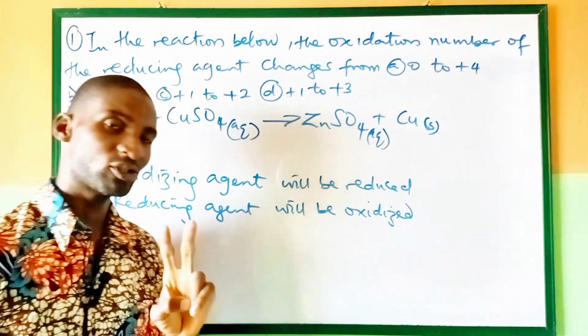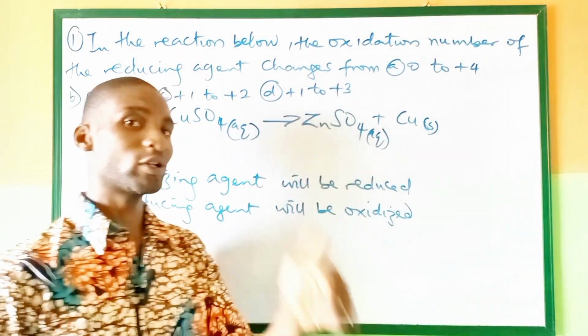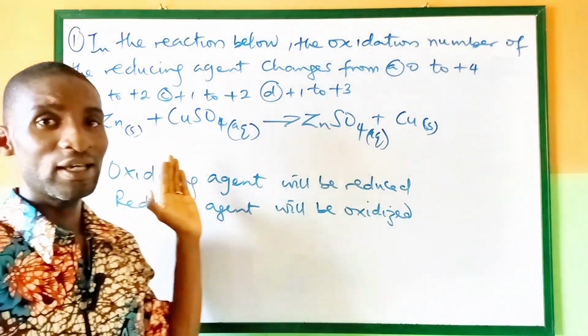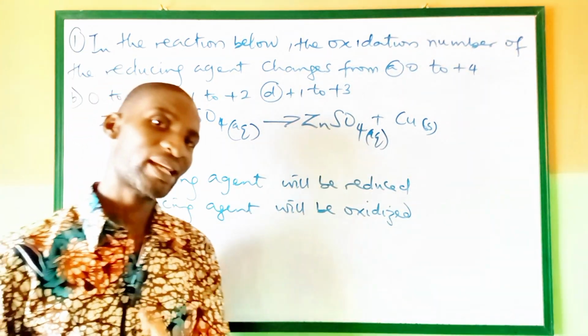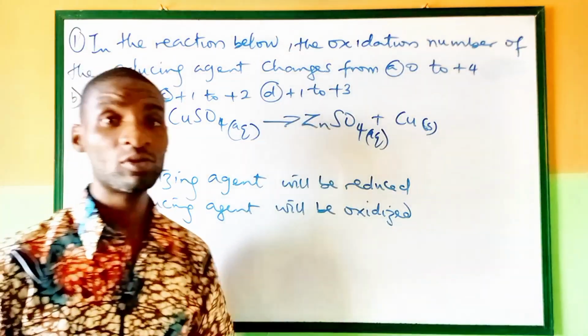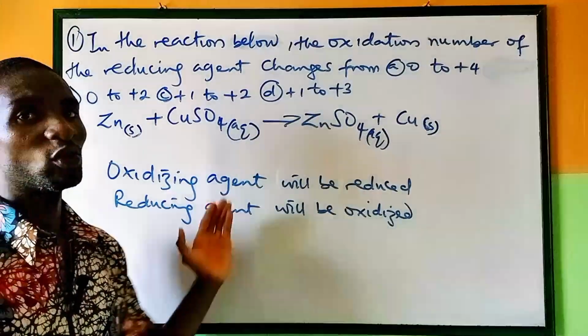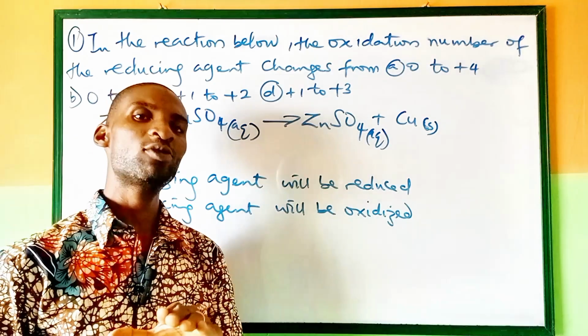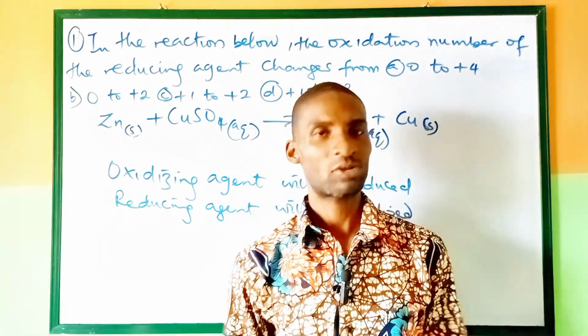So I've given you two points already. Number one, I told you your oxidizing agent, your reducing agent will always be on the reactant side. And then I told you that the oxidizing agent is the one that will be reduced. The reducing agent is the one that will be oxidized. Okay, so this is a key you need to take note of. So let me give you this illustration.